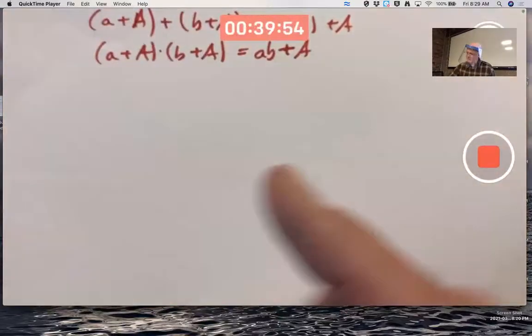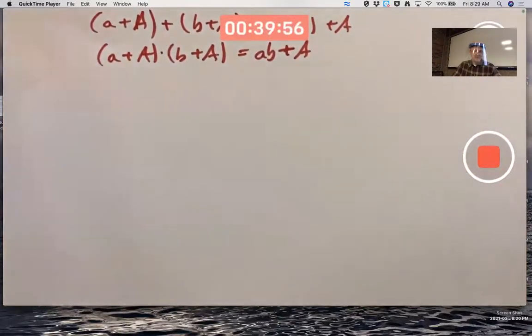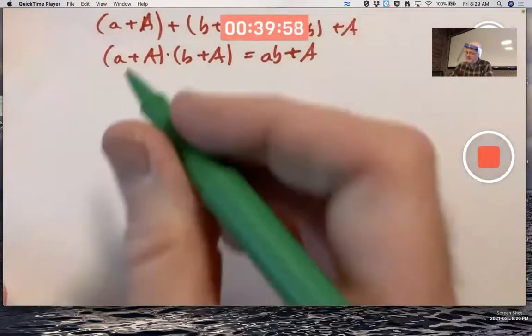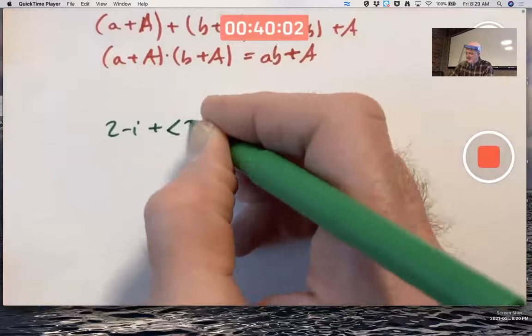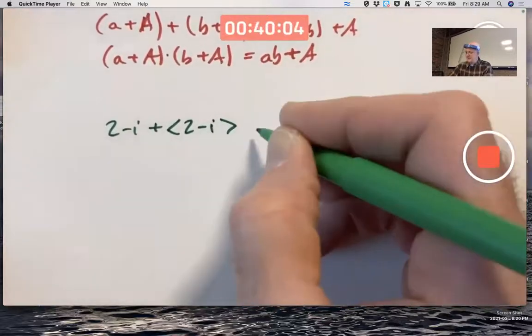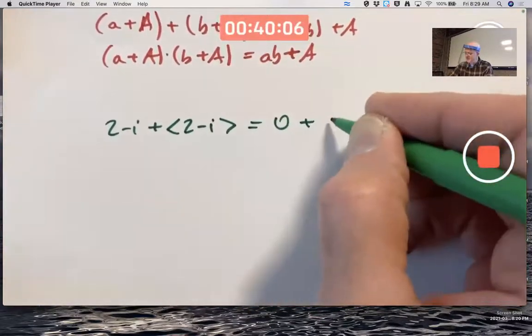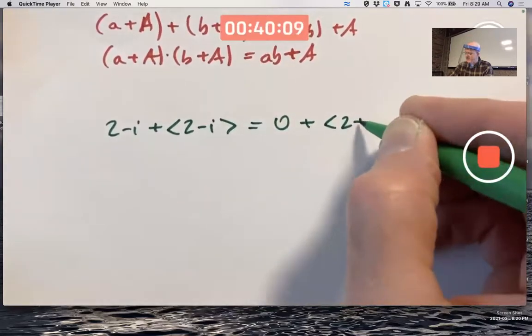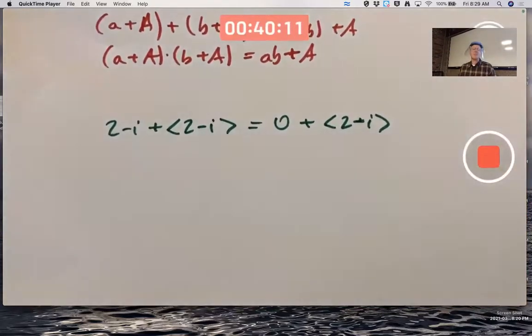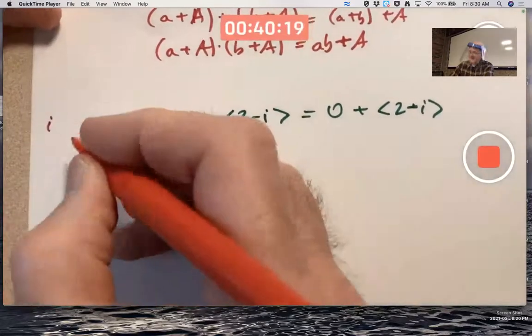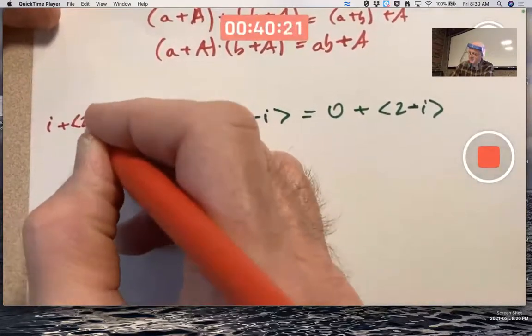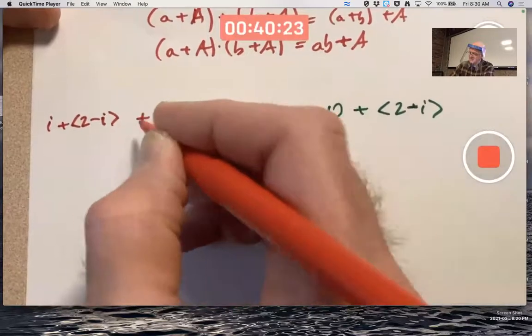Think of it this way. So we've said 2 minus i plus the principal ideal generated by 2 minus i equals 0 plus the principal ideal generated by 2 minus i. I could, for example, add the coset i plus the principal ideal generated by 2 minus i to both sides of this.